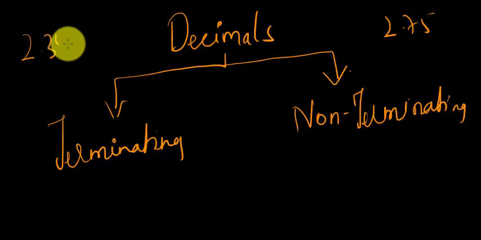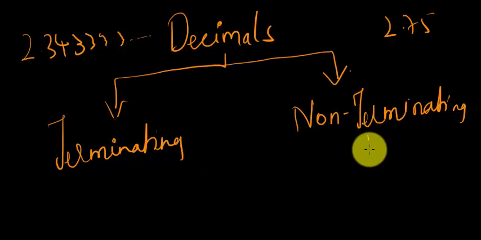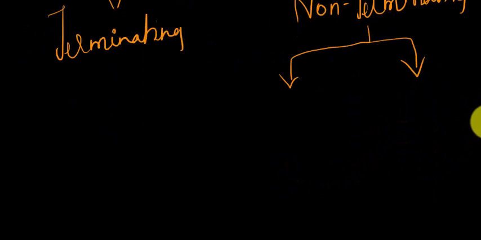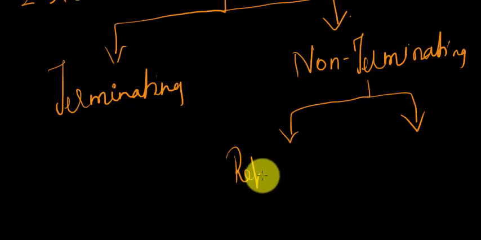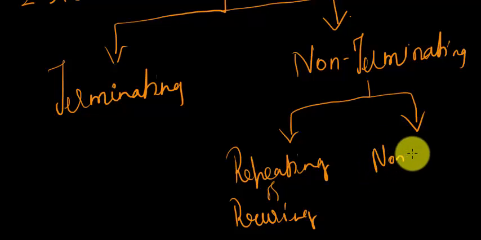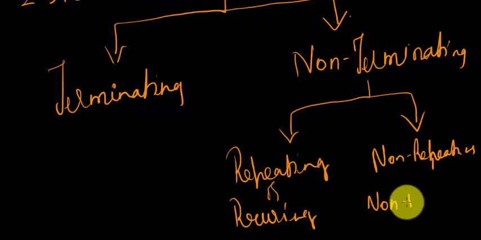And then I have a 2.3433333, it goes on. So that's a non-terminating decimal. Okay? So there's no more classification for terminating, but non-terminating can be of two types. What are they? Either they can be repeating, which otherwise is called recurring, or they can be non-repeating, which otherwise is called a non-recurring decimal.